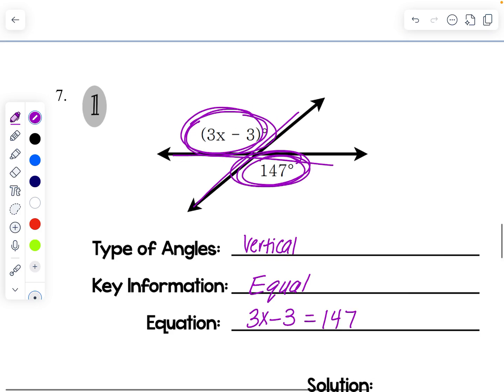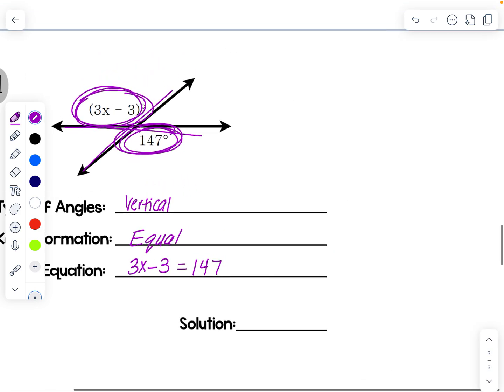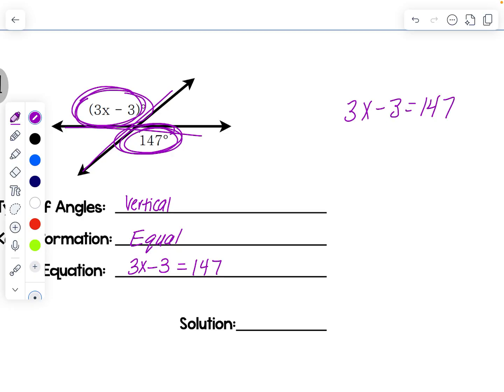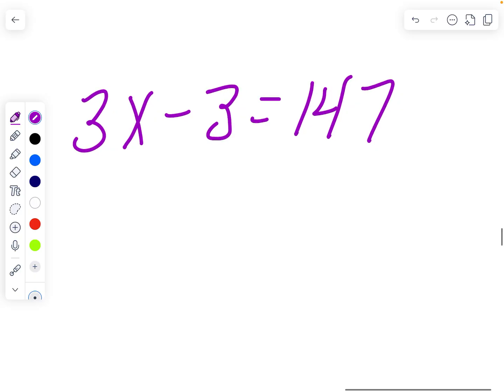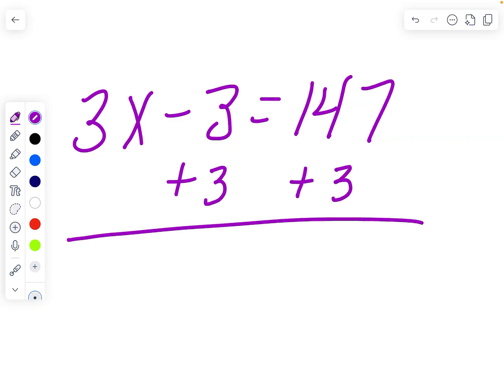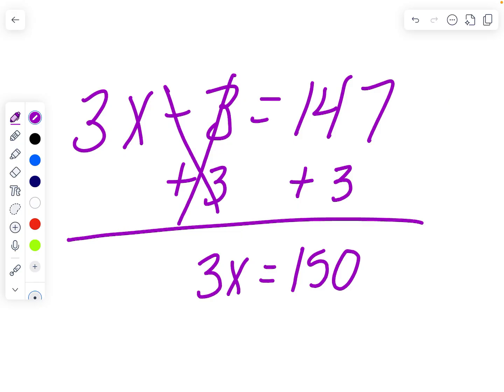I'm now going to solve this equation. I'm going to write it over here where I have room. 3x minus 3 equals 147. Okay, so the goal is to solve for x. Our first step is going to be to add 3 to both sides. Opposites are going to cancel out. We're going to bring down 3x equals, and now we're going to add 147 plus 3, 150.